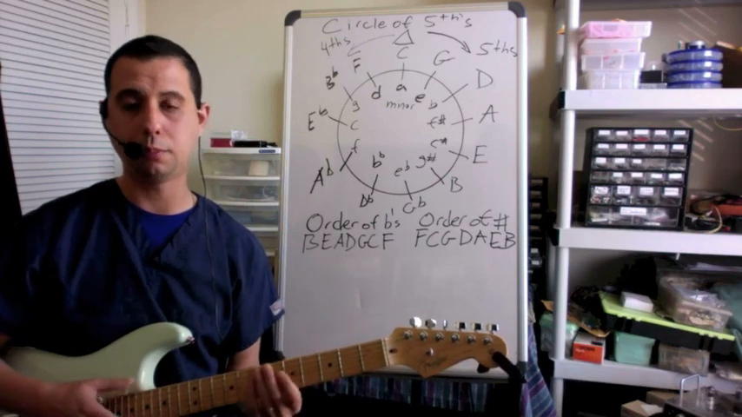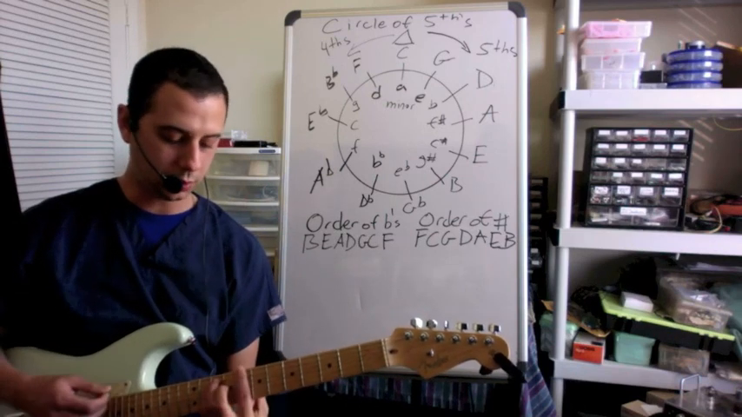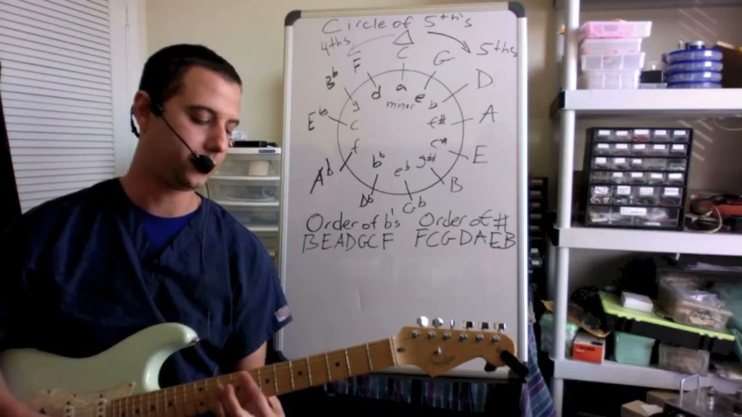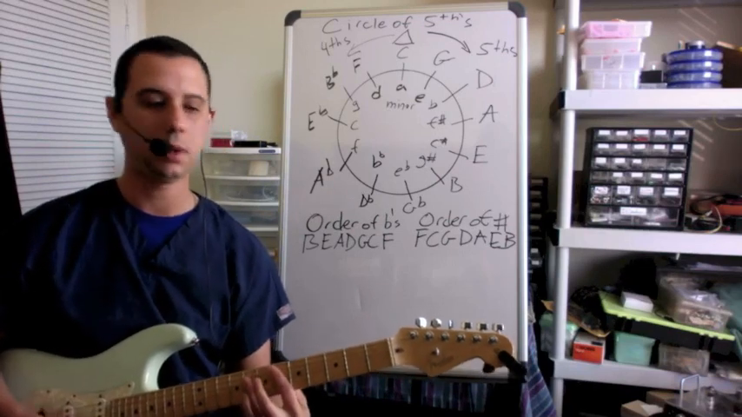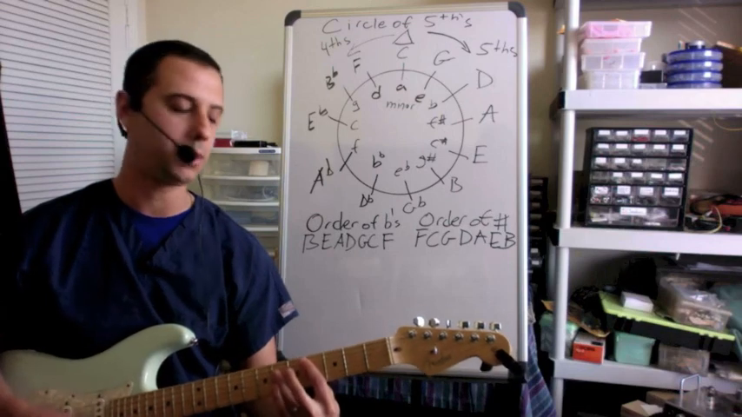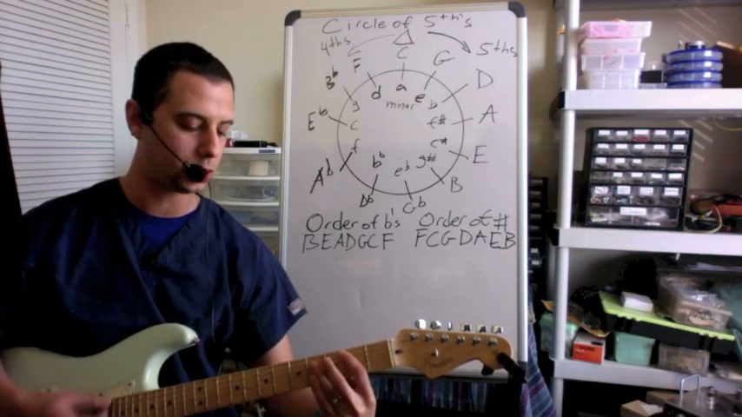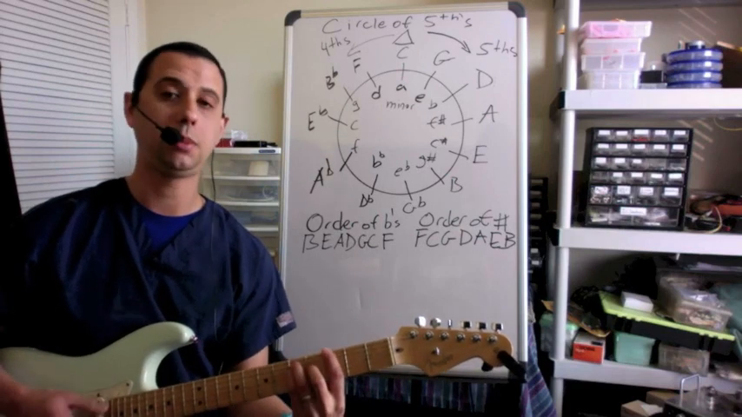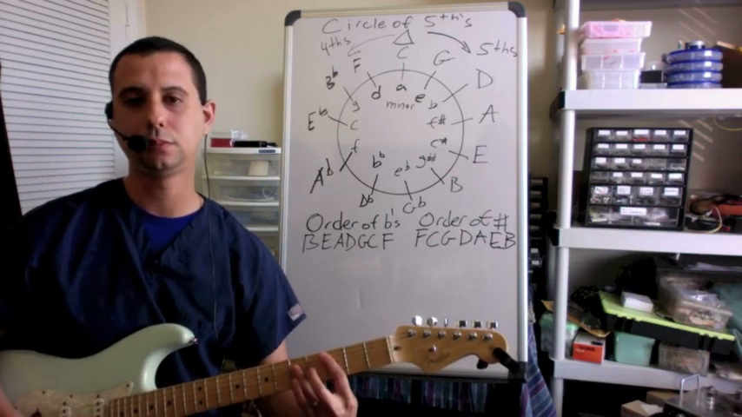So let's say for major chords, I would start with a C major, right? Go in an F major, B flat major, E flat major, A flat major, D flat major, G flat major, B major, E major, A major, D major, G major, C major.